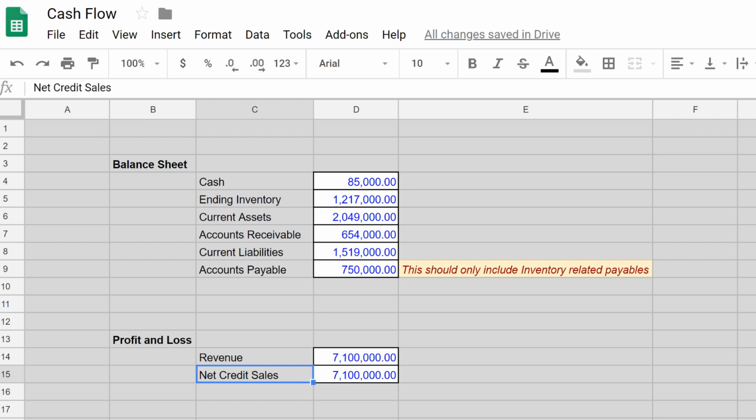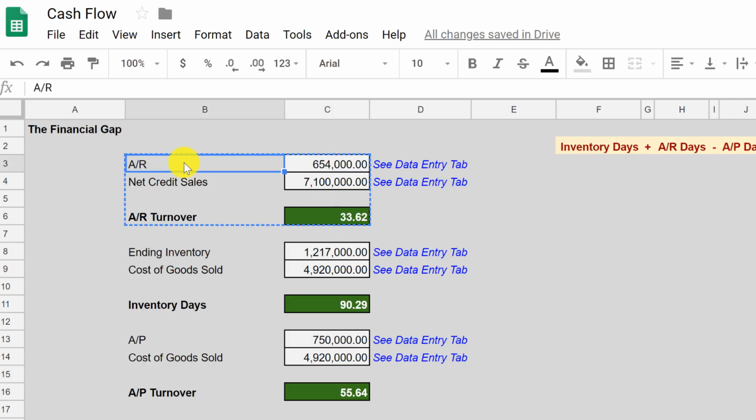And we can go over to our financial gap because the accounts receivable turnover is part of that bigger calculation. You can see that if you take the accounts receivable divided by the net credit sales and then multiply that by 365, because before multiplying it out, you're really getting a daily average. So multiplying it by 365, you get the average days it takes to collect a receivable based on this information. So 33.62 days on average might be good, might be terrible.